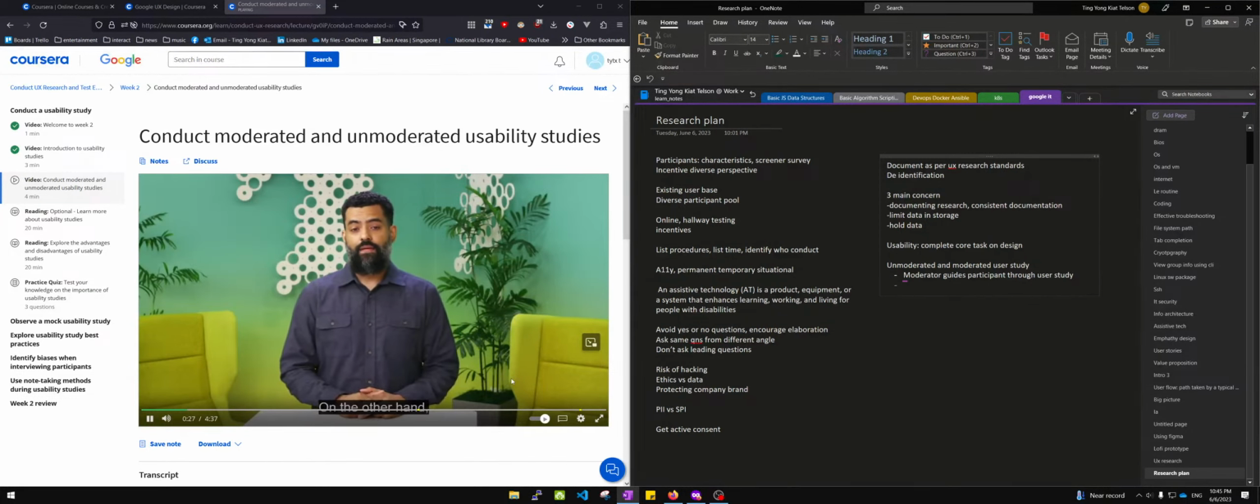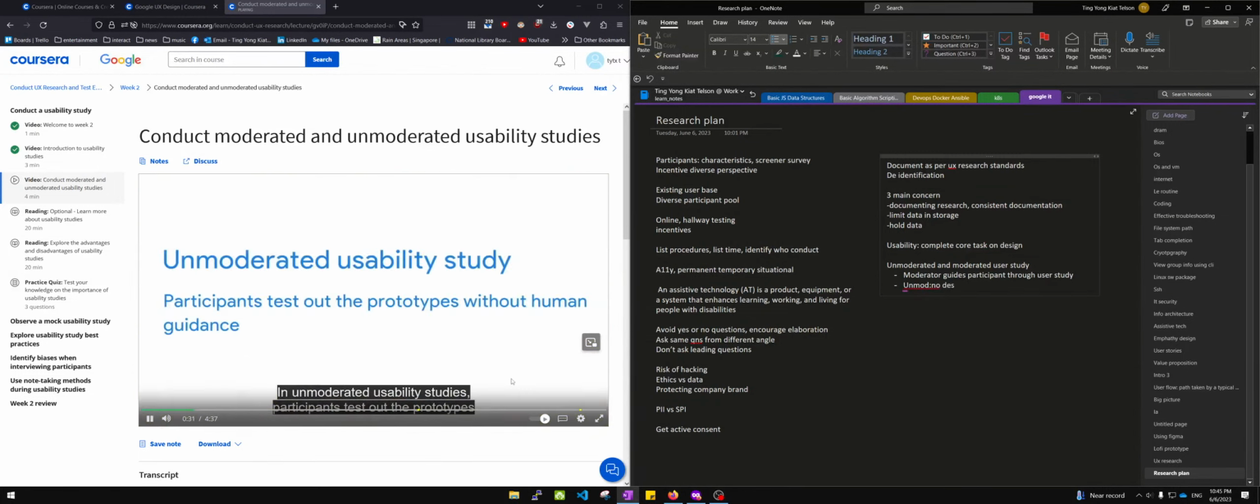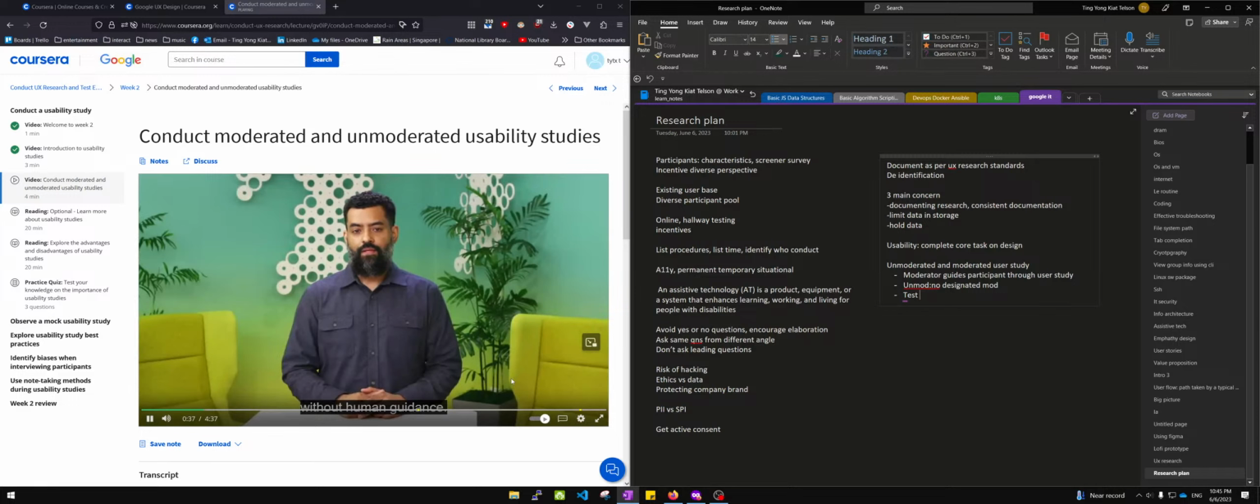On the other hand, unmoderated usability studies do not have a designated moderator. In unmoderated usability studies, participants test out the prototypes without human guidance. Usually the study is recorded on video and the UX team reviews the video footage after the study. Moderated and unmoderated usability studies have benefits and limitations depending on the scope and goals of your study. To compare these two types, let's walk through the benefits and limitations for each in detail.